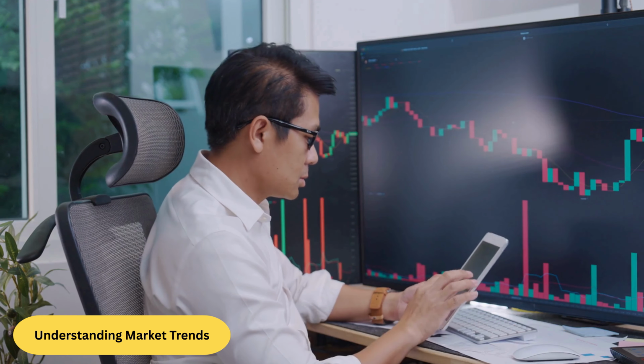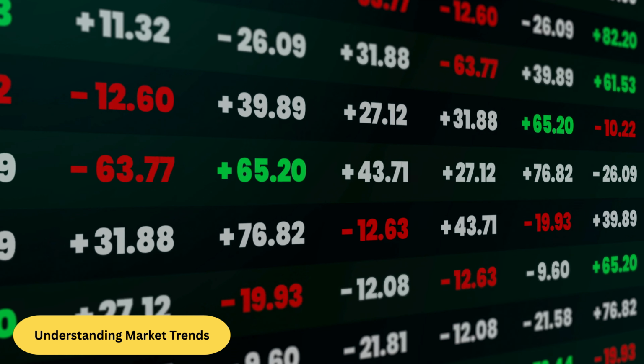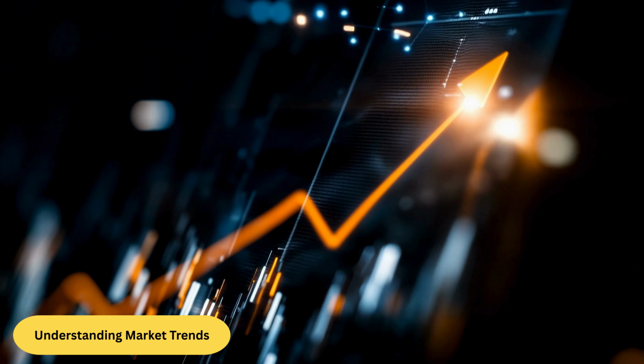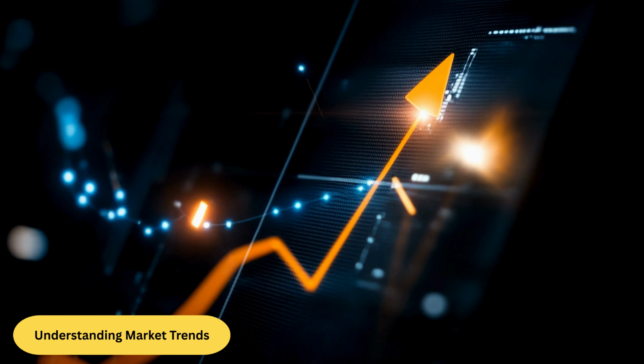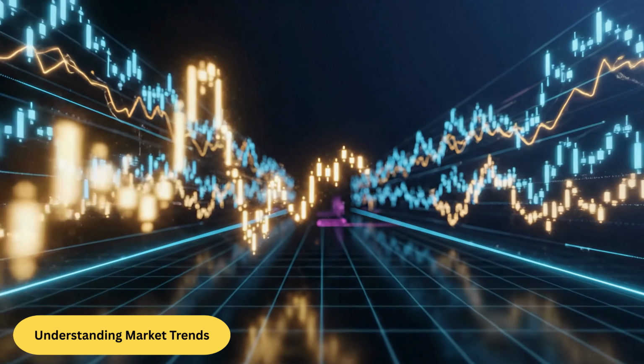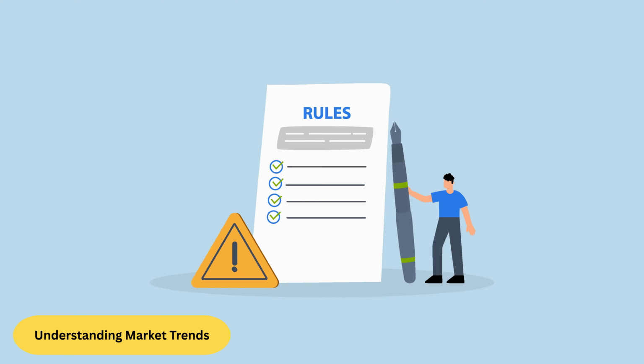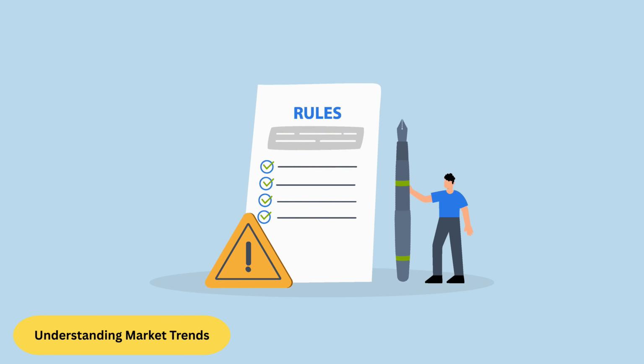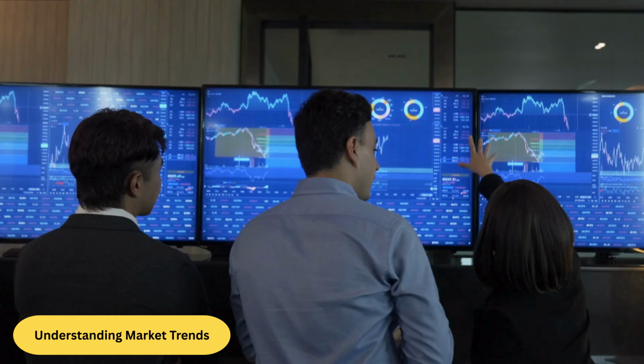Understanding market trends. Markets only do 3 things. Uptrend. Higher highs. Higher lows. Buyers dominate. Downtrend. Lower highs. Lower lows. Sellers dominate. Sideways. No clear direction. Price moves in a range. Golden rule. The trend is your friend. As a beginner, trade or invest with the trend, not against it.